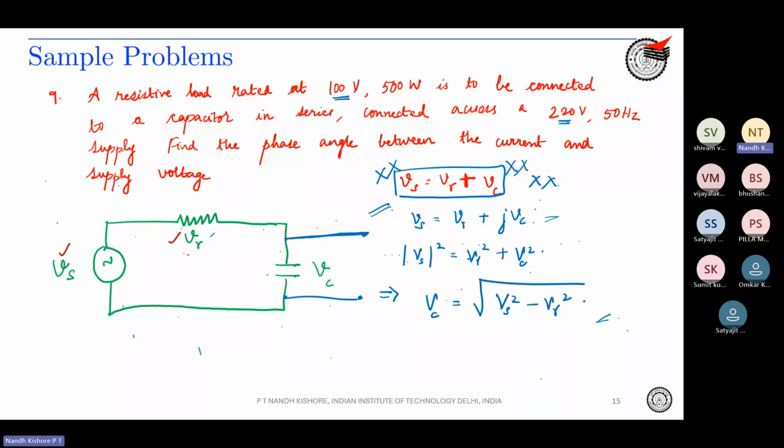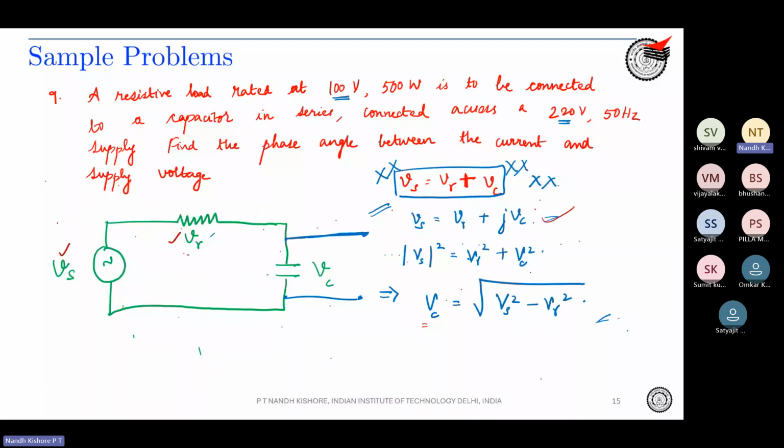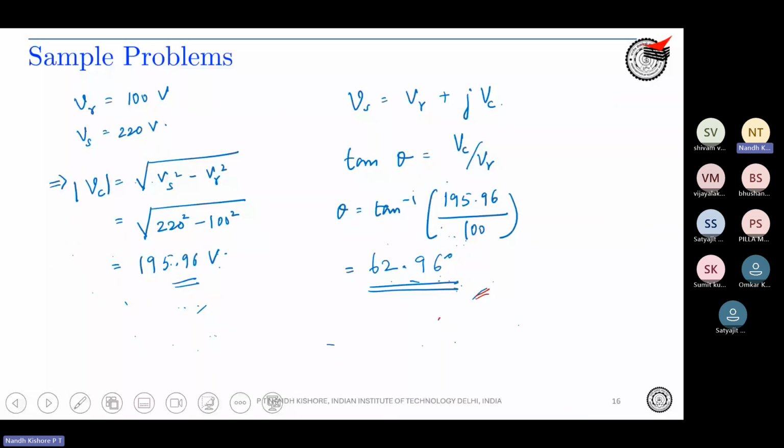Nothing is given about the capacitor. So you can find out Vc from Vs and Vr. Once you know Vc, from the circuit you know that Vs is equal to Vr plus jVc. From this, tan theta is equal to imaginary part by real part. Therefore, theta is just tan inverse of that.